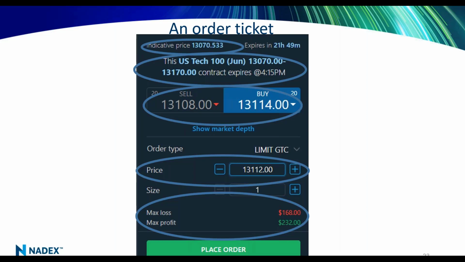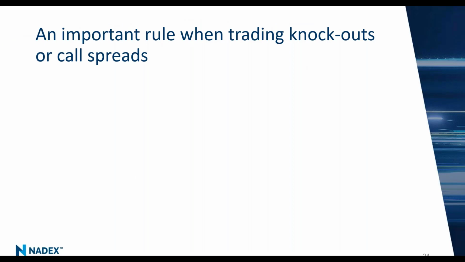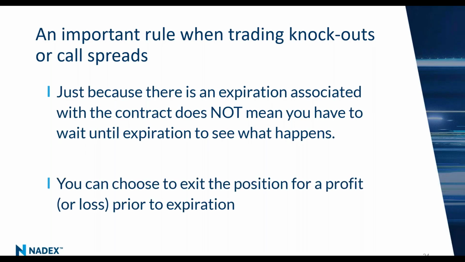And the big difference between knockouts and call spreads: a knockout is a price triggered settlement or a time triggered settlement, and a call spread is only a time triggered settlement. And if you want to get out of the trade, you'd have to exit it early, which is that rule: alert, alert. I gave this to you at binary options. It's true for knockouts and call spreads. Just because there's an expiration associated with the contract does not mean you need to wait until then. You can buy a knockout or a call spread, and you can exit early to lock in a profit.